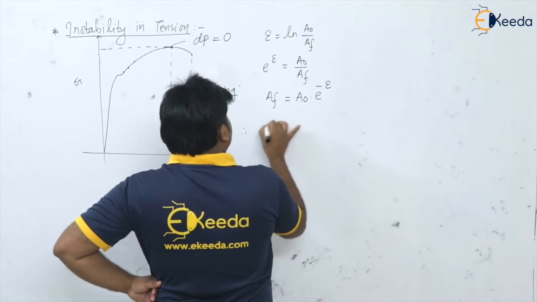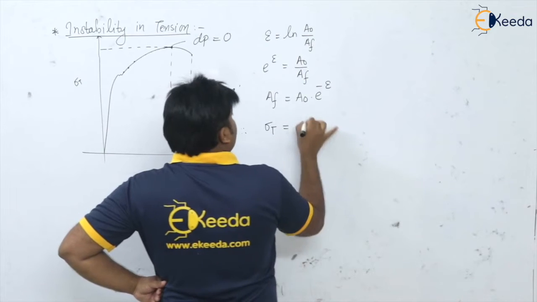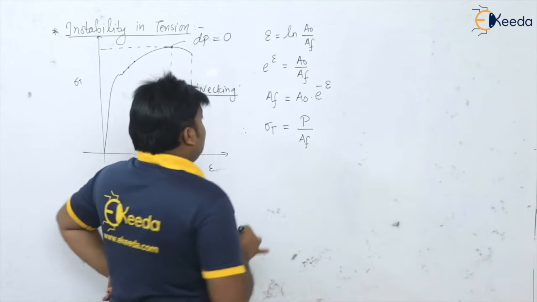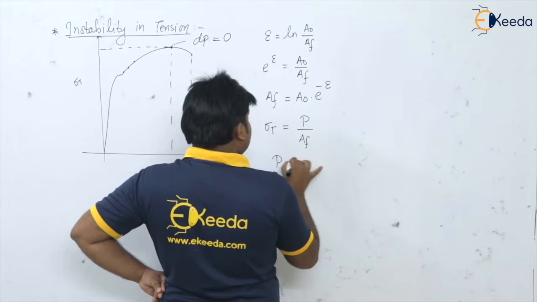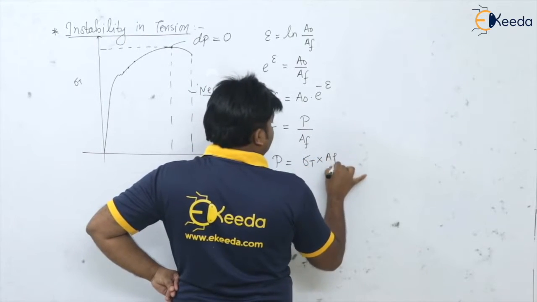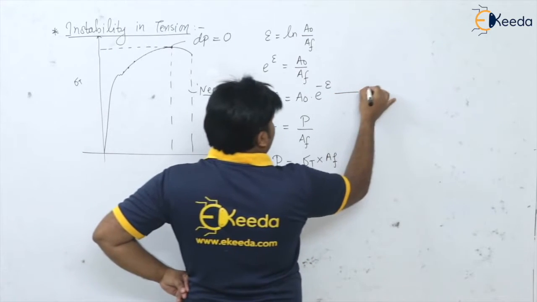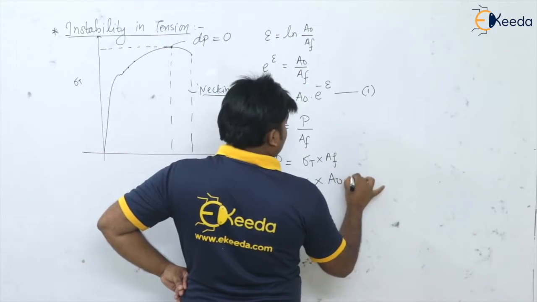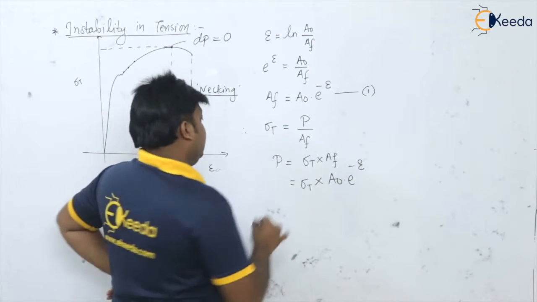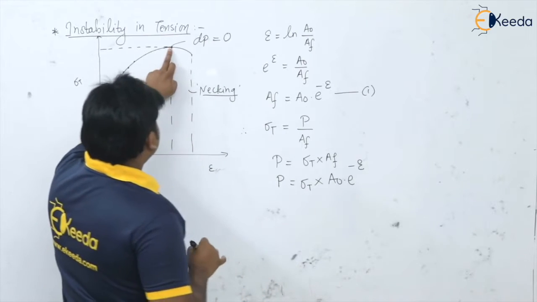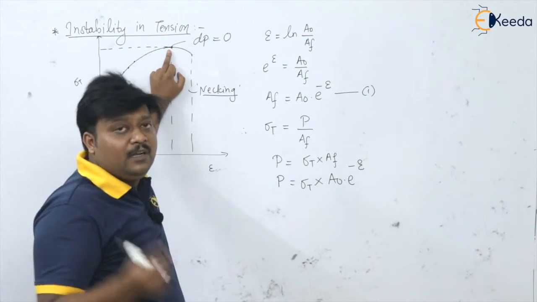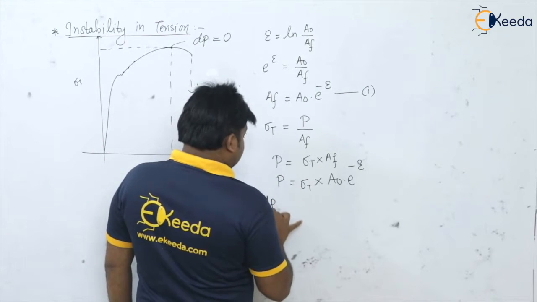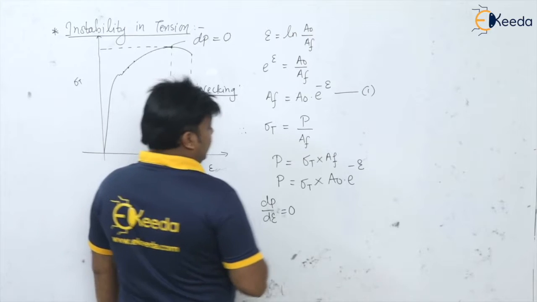And here the stress sigma t is equal to what? The applied load P divided by the final or instantaneous area. So P will be equal to sigma t into A F, isn't it? And from equation 1, we can write P is equal to sigma t into A naught into e to the power minus epsilon. This is the P. At this maximum point of stress, where the change in load is equal to 0, if I differentiate this P with respect to epsilon, that is dP by d epsilon, and equate to 0, what can I write here?